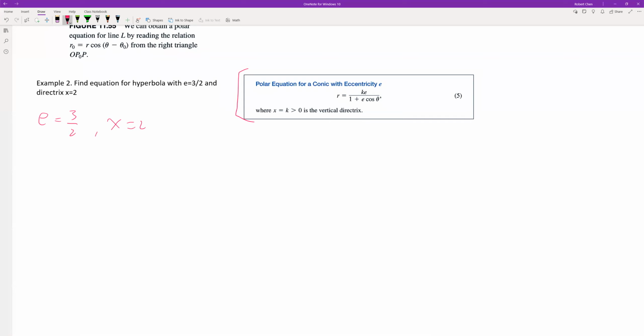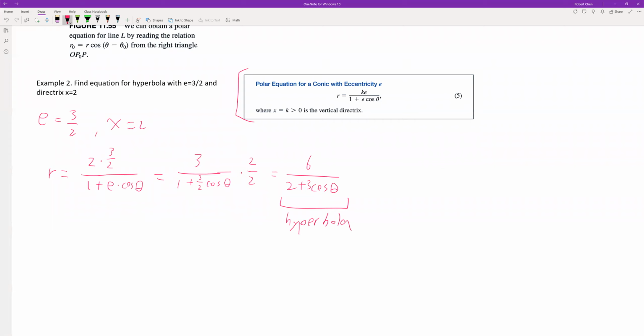Basically here we can just plug in the information we have. r is equal to k, which is 2, multiplied by e, 3 over 2, over 1 plus e times cosine theta. Then we'll have r is equal to 3 over 1 plus 3 over 2 cosine theta. To make this a little nicer, we multiply by 2 over 2. We get 6 over 2 plus 3 cosine theta. And that will be your polar equation for the hyperbola.